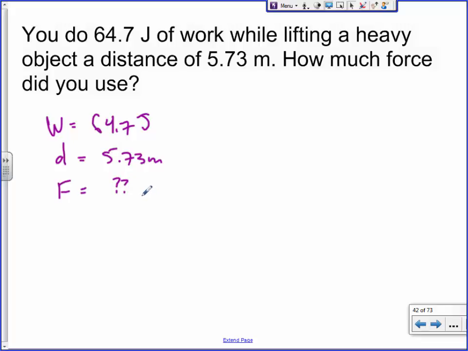Find me a formula. There it is. What's the other unit for joules, though? What's the equivalency? Newton meters. And for unit purposes, you may find it easier to write this as 64.7 Newton meters rather than joules when you're writing work. You'll see why in a second when we cancel units. I don't know what my force is. I know my distance is 5.73 meters.